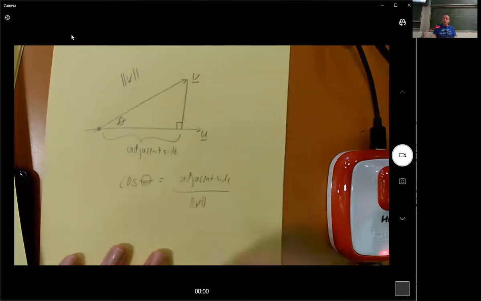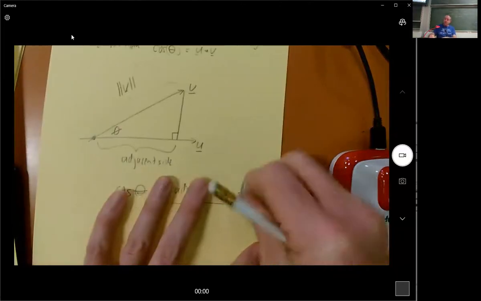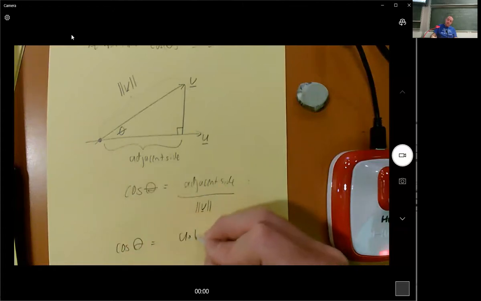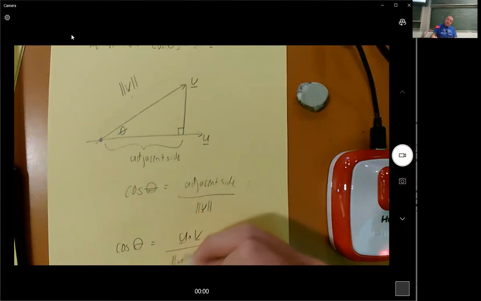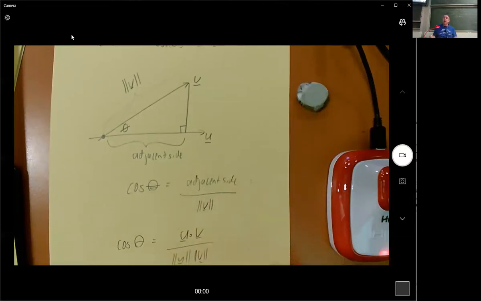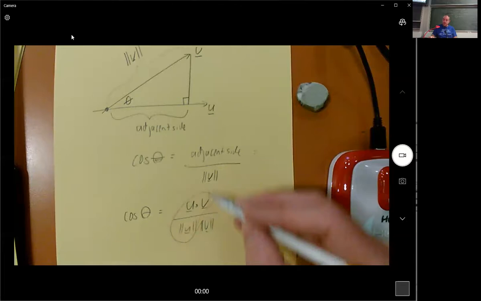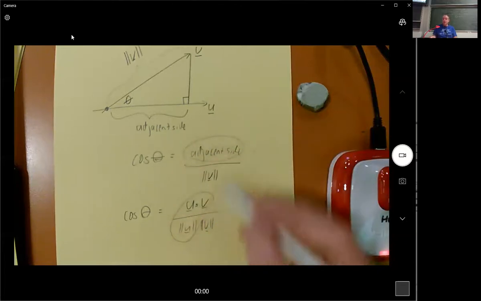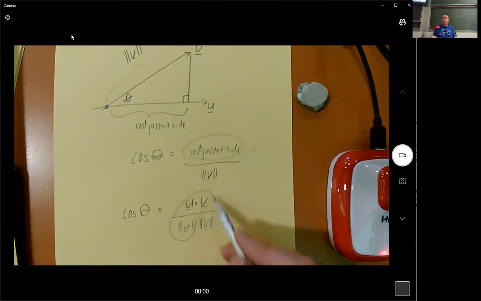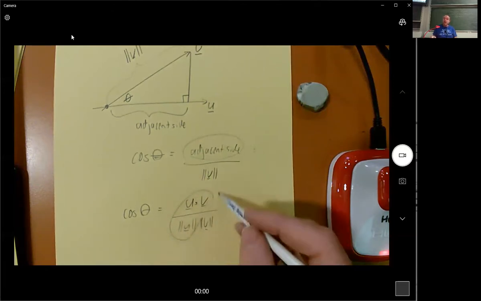But I know that cos of theta is also, based on what we learned earlier, u dot v divided by the length of u times the length of v. That's what I had earlier, which means that this here must be the adjacent side to the angle. That calculation there is called the projection, and that is the length of the projection.